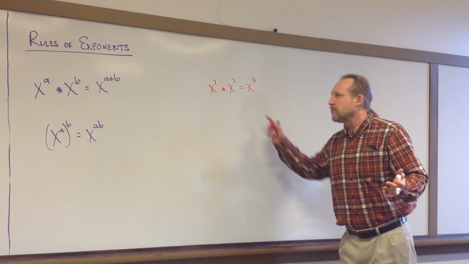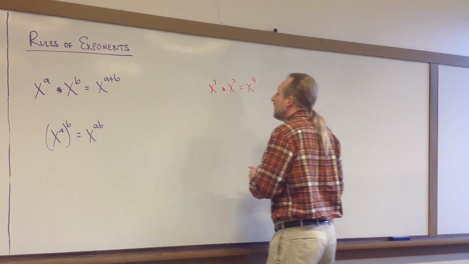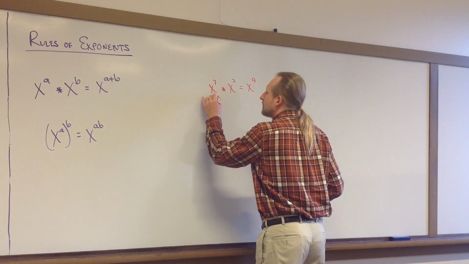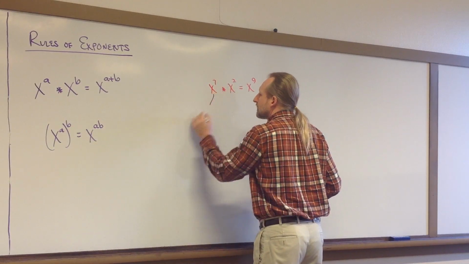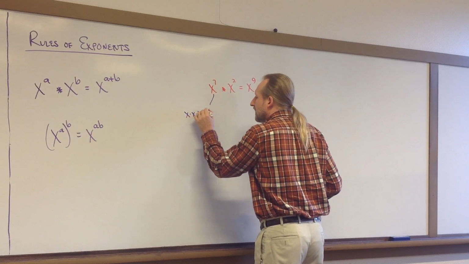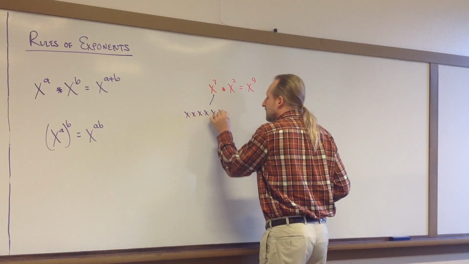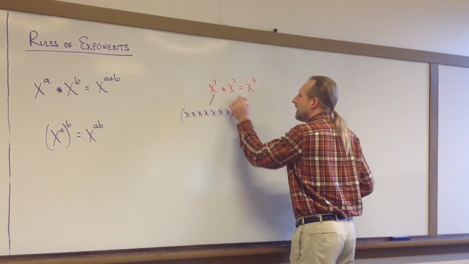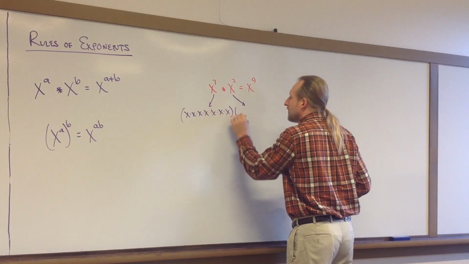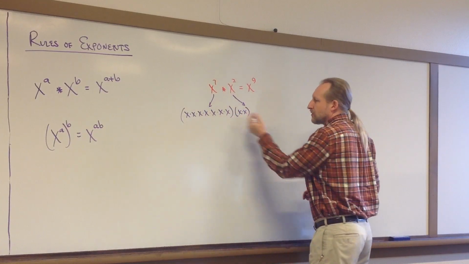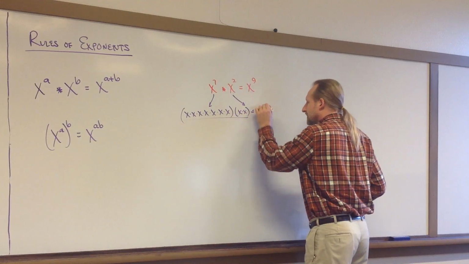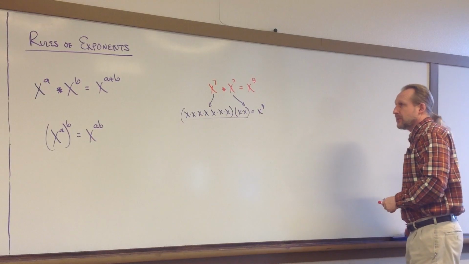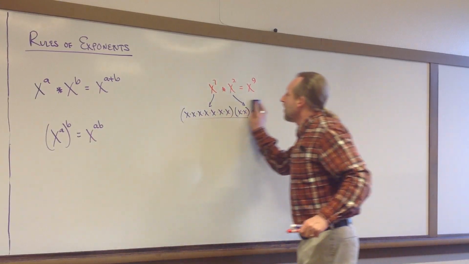So why do we add them if these things are getting multiplied? Well, let's remember what it means to use an exponent. X to the 7th power means x times x times x, times itself 7 times, right? So there's 7 of them. And then x squared means x times itself twice. So what do we end up with? X times itself 9 times. So that's where the formula comes from. Nothing mysterious going on there.